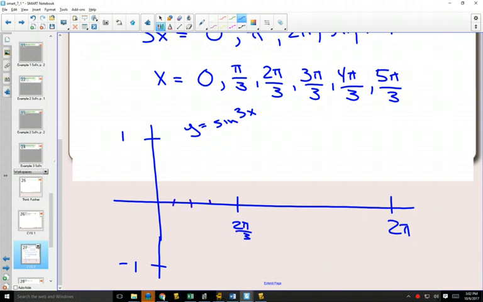I divide that into 4 equal sections. Another 2 pi over 3 would get me to 4 pi over 3. I imagine dividing that into 4 equal sections and dividing this into 4 equal sections. And my sine graph would go from middle to max to middle to min to middle to max to middle to min to middle to max to middle to min to middle. There we go. And so it would look like this.